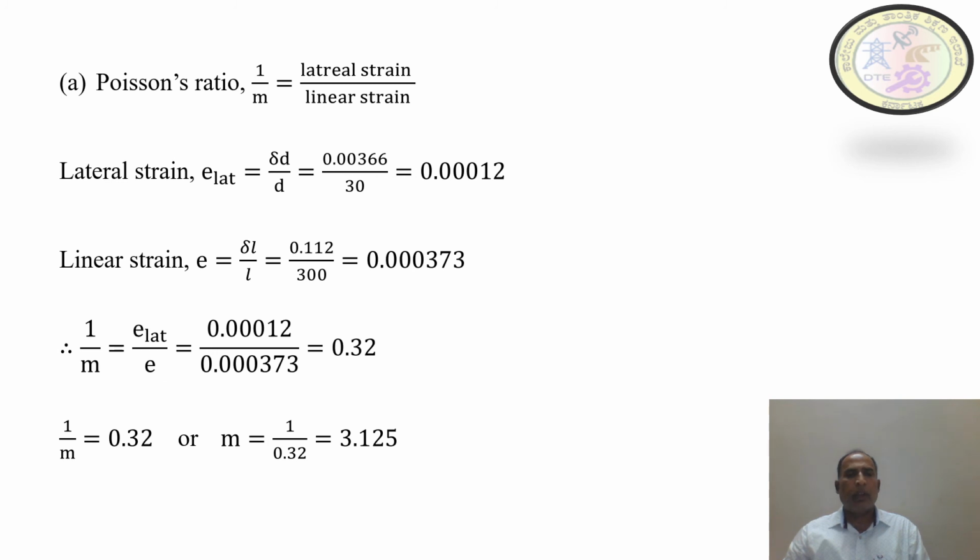0.000373. Therefore, Poisson's ratio 1 by m is equal to e lateral divided by e linear, that is just by substituting the value of lateral strain and the linear strain, that is e lateral is 0.0012 and the value of linear strain is 0.000373. Therefore, 1 by m is equal to 0.32. Therefore, Poisson's ratio is 0.32. Or you can calculate the value of m is equal to 1 by 0.32, that is equal to 3.125.